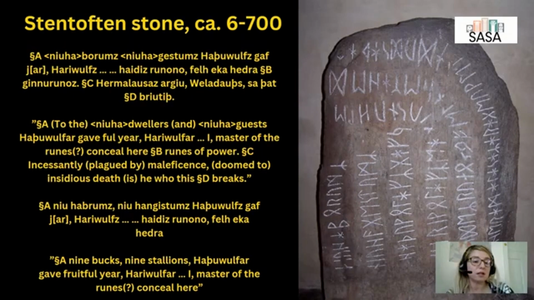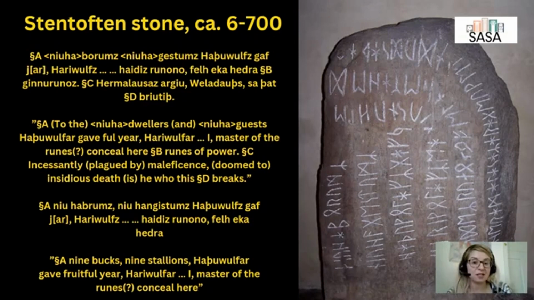But there is some kind of reference here to a particular ritual, because we have here reference to a full year, so to the fertility. And then it states that the master carver, he concealed here runes of power, so Ginu Runar. This is, again, something very powerful to write, and it states not necessarily that the letters themselves were powerful, but that the whole inscription is meant to carry this power and to protect the stone, to protect the monument.